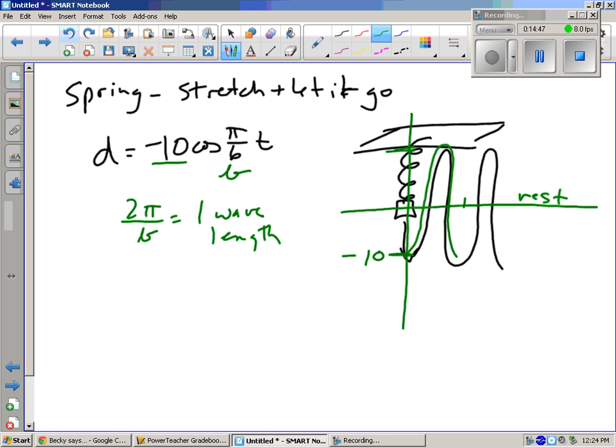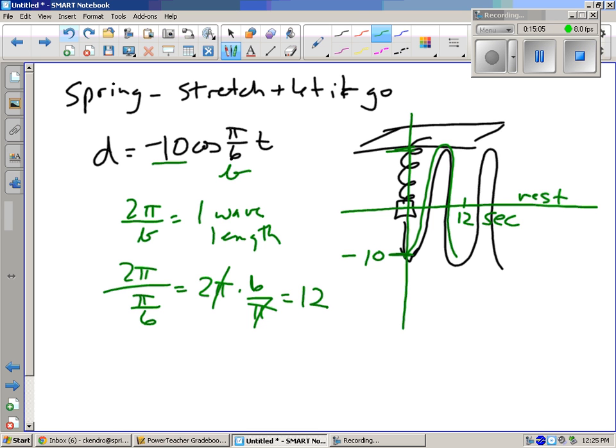Well, 2 pi over pi over 6, make that 2 pi times 6 over pi. Pi's cancel, I'm left with 12. So this spot right here is 12, one full length. And if we're talking seconds, it's 12 seconds. So that's how you can draw it from the description of the equation. You can draw the graph. Or I should be able to give you this graph and you should work your way back to that equation.